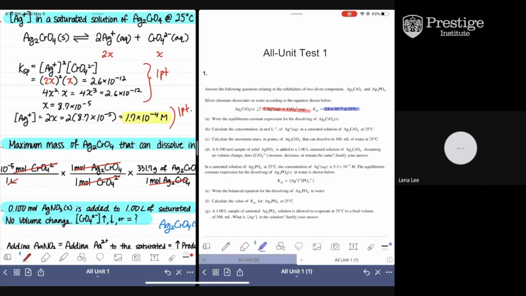Sean asked, is it okay if I submit it as a PDF? Yes, that's okay. I can look at every type of file.